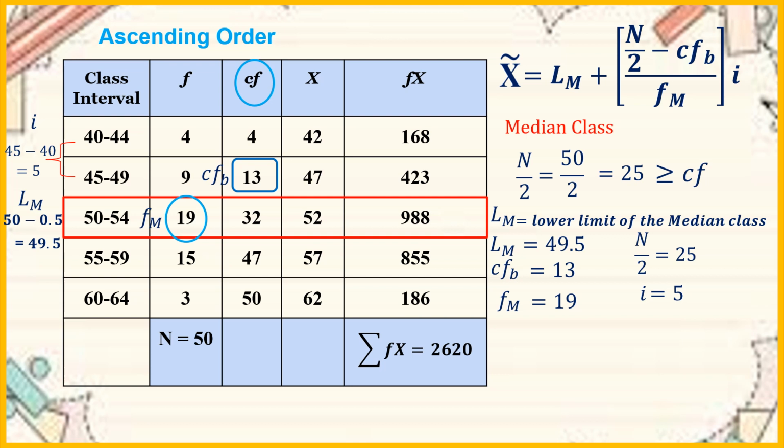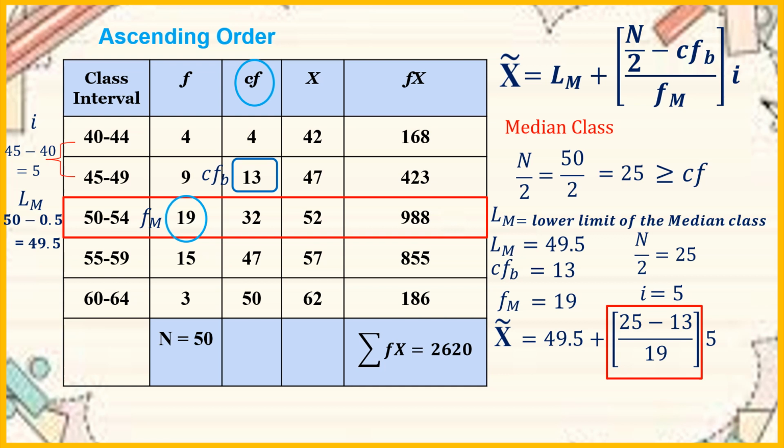Now let us substitute the values in the formula. So median is equal to 49.5 plus 25 minus 13 divided by 19 times 5. In doing this, first you do subtraction, then divide. So 25 minus 13 divided by 19, then times 5. Then we will be adding it to 49.5. So your median will be equal to 52.66, correct to 2 decimal places.